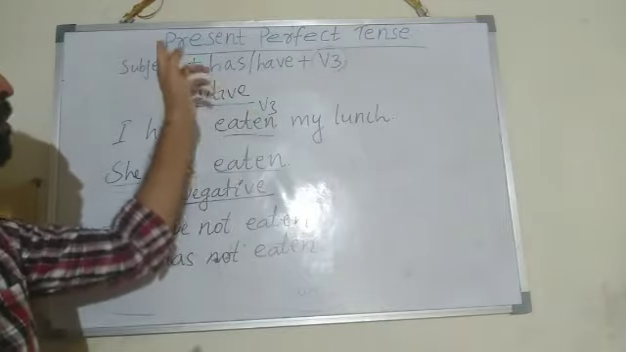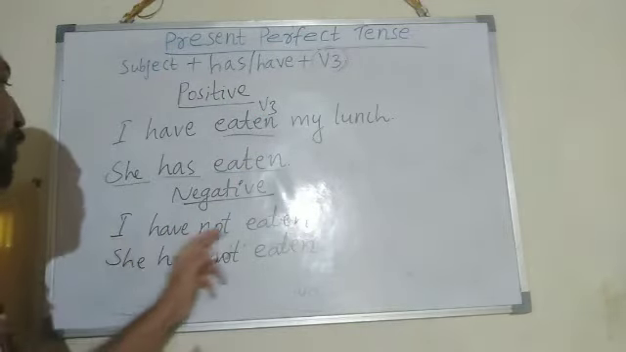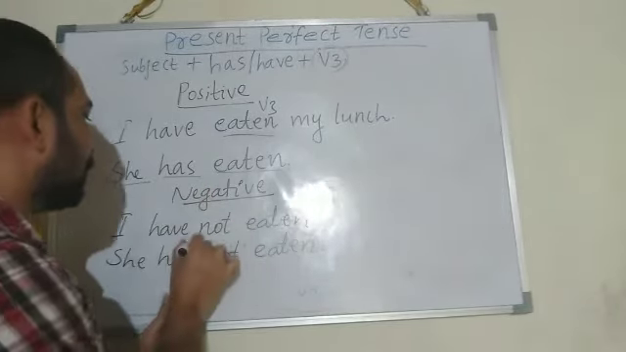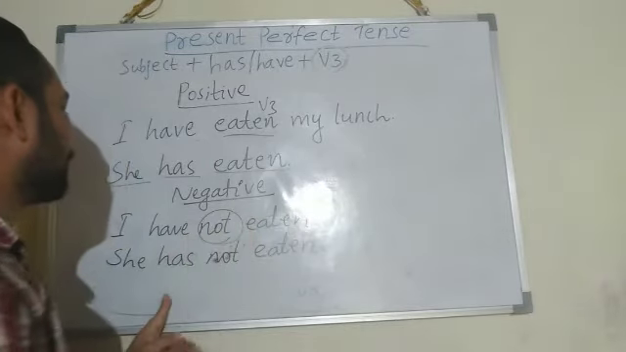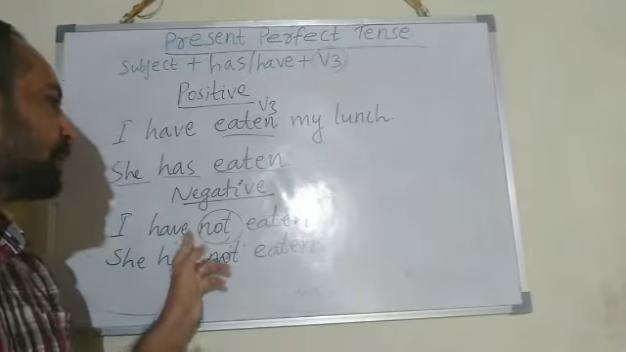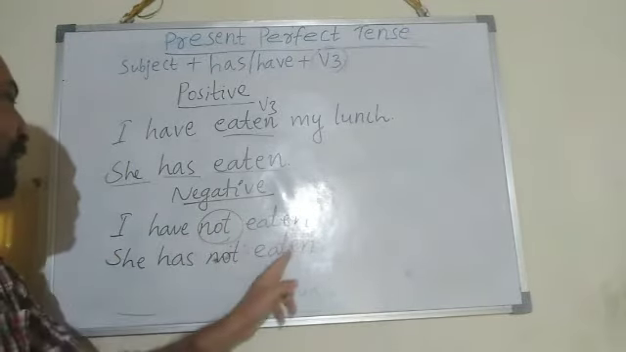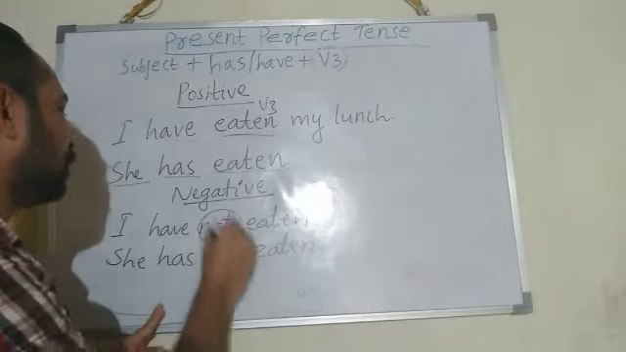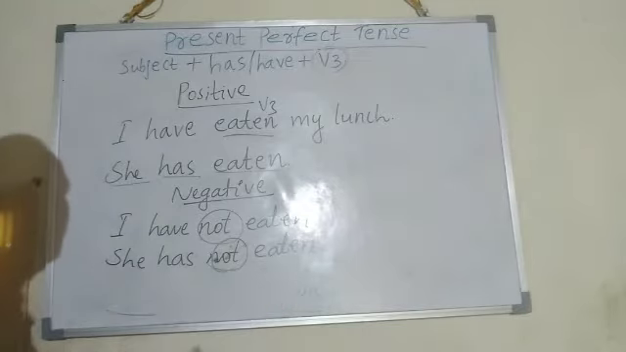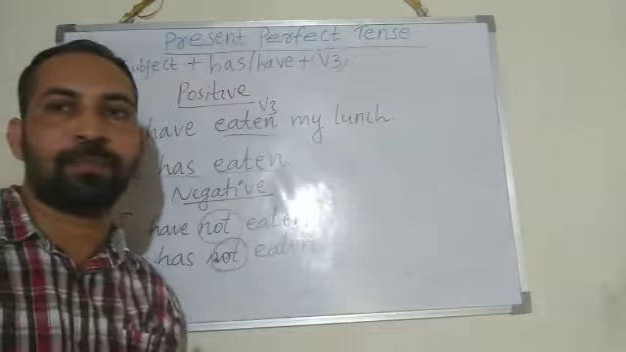They are examples of positive present perfect tense. Now negative present perfect tense. I have not eaten. Here, for making negative sentence, you have to add not between the auxiliary verb and main verb, have and eaten. She has not eaten. Not, you have to add between auxiliary verb and main verb in negative sentence of present perfect tense. Okay.